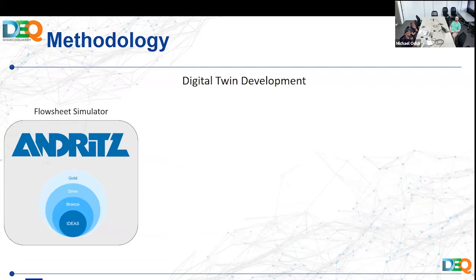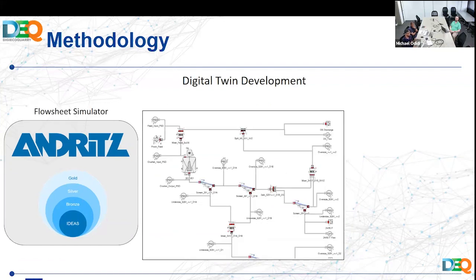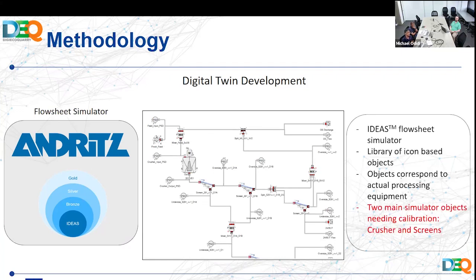To give you more of an idea of the flowsheet simulator, we created a flowsheet model of the process. Ideas has a library of different icons, and these icons typically have a one-to-one correspondence with actual processing equipment. In our case, the two icons of interest were the crusher object and the screen objects. These objects have models built into them, and these models need to be calibrated, or fitted, to data from the plant.